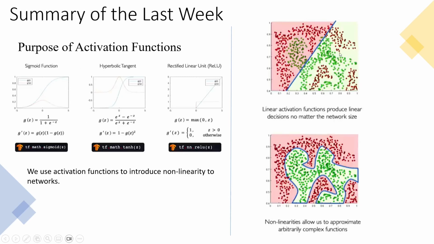And as you see on the right side of the slide, if we don't use an activation function, then the decision our network can make is a linear decision. And we know that we cannot solve a lot of problems with linear decisions, so we need much more complex decision making. The activation function is used in order to introduce nonlinearity so we can make much more complex decisions.